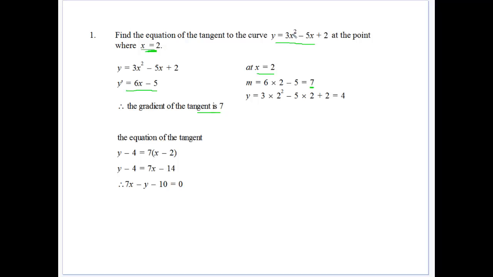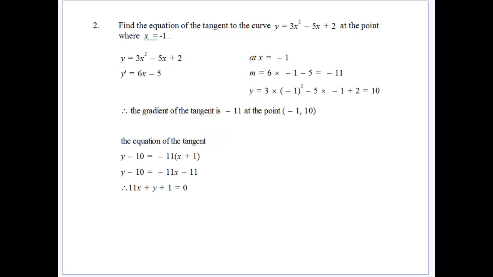We get our y value by substituting back into the function. So 3 lots of 2 squared minus 5 lots of 2 plus 2. Do the calculation, it gives us 4. So there's our gradient, and our point is (2, 4). We substitute into y minus y1 equals m outside of x minus x1, using that point and that gradient, then expand out and collect our terms to get the equation of our tangent. We've got to be really careful to make sure we get our gradient correctly and use the correct point. Those are the two things we need to get, and our gradient comes from using the derivative function.